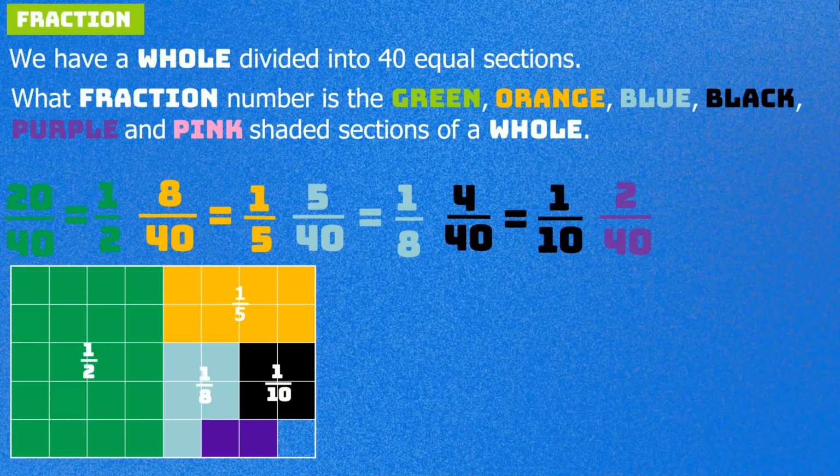Only 2 sections is shaded purple out of the 40 equal sections. Let's reduce this to its lowest term. Into the numerator, 2 goes in 1 time. Into the denominator, 2 goes into 40 20 times. 1/20. Only 1 section is shaded pink out of the 40 equal sections. 1/40.